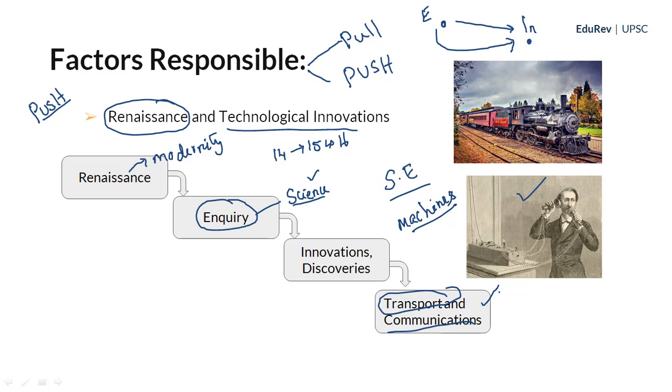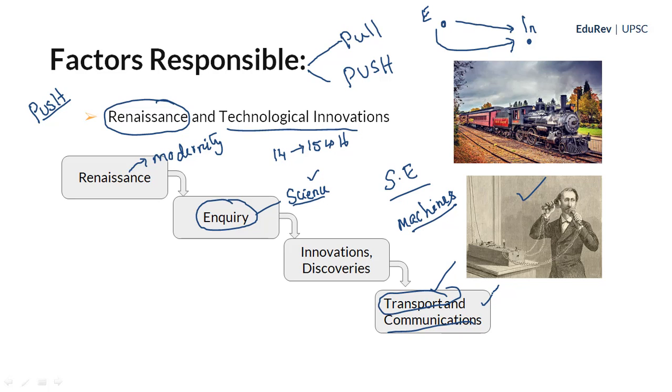Now, before that, the locations which are inaccessible, the locations which are not known to them, they are now possible to access because of this increased transportation and communication. So this is the first push factor which has influenced their advent towards India.